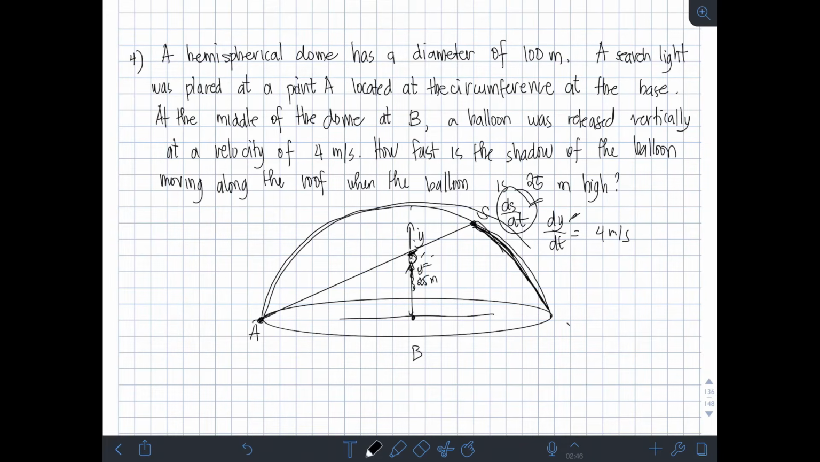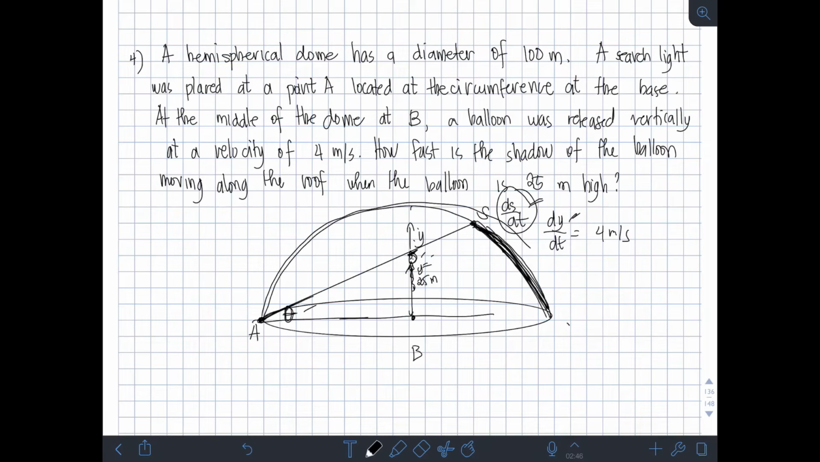Kaso, hindi lang yung ds over dt yung nagbabago, pati itong searchlight, right? So, let's say, theta yung angle na yon. So, another variable din itong theta. So, gamit tayo ng geometry. So, i-relate muna natin itong theta dito sa kanyang shadow. Sa circle, right, meron tayong formula na yung arc length can be related dito sa angle subtended by the radius.